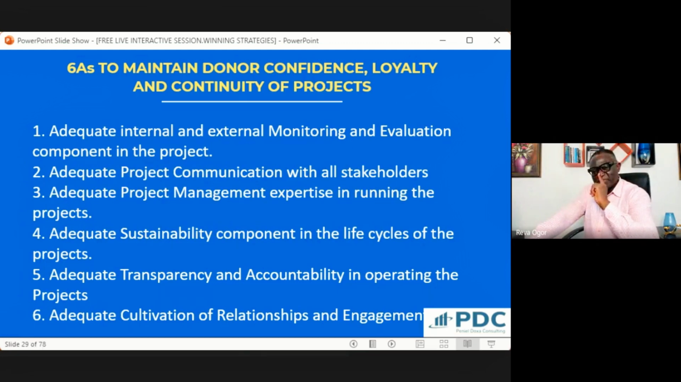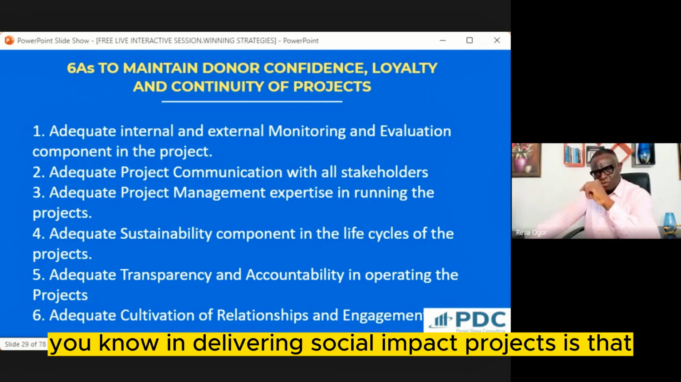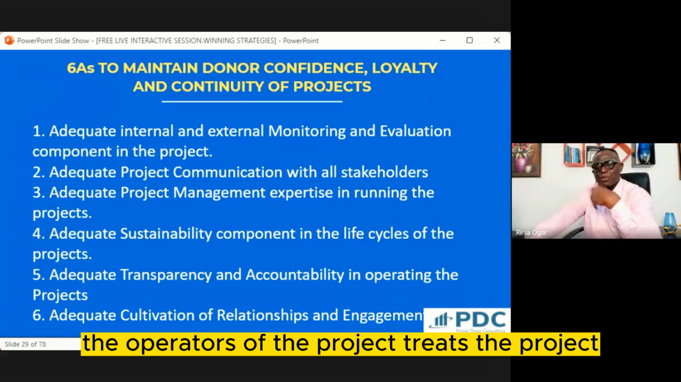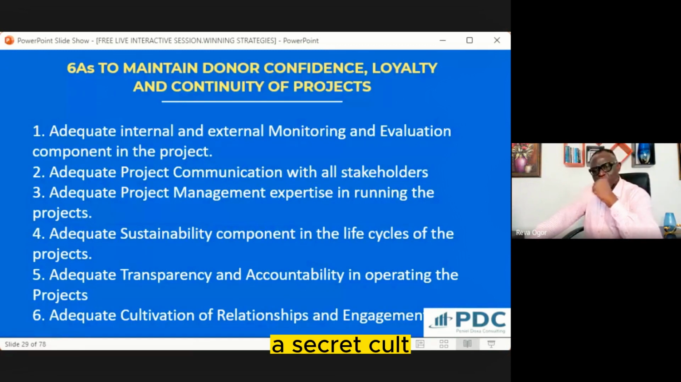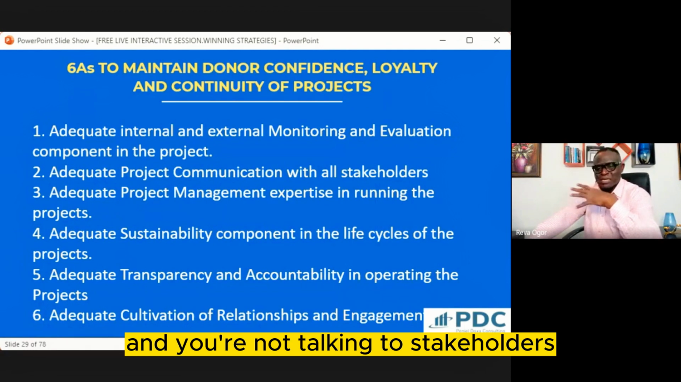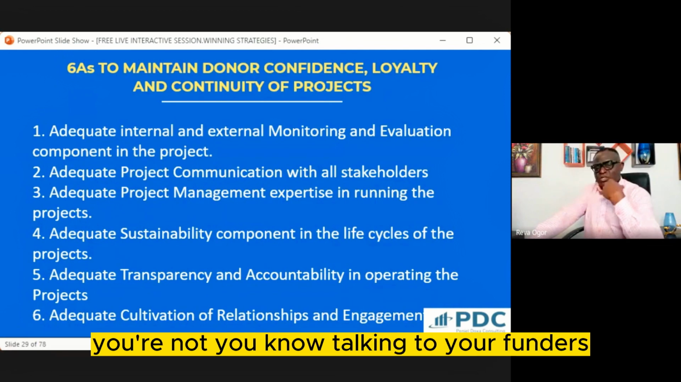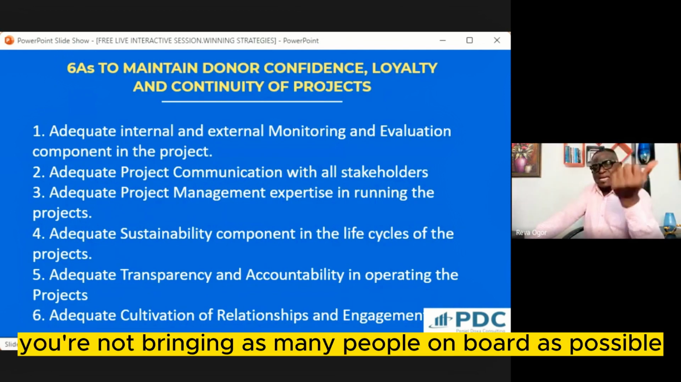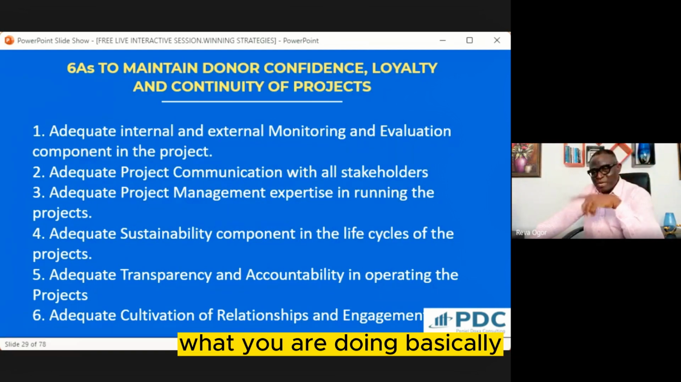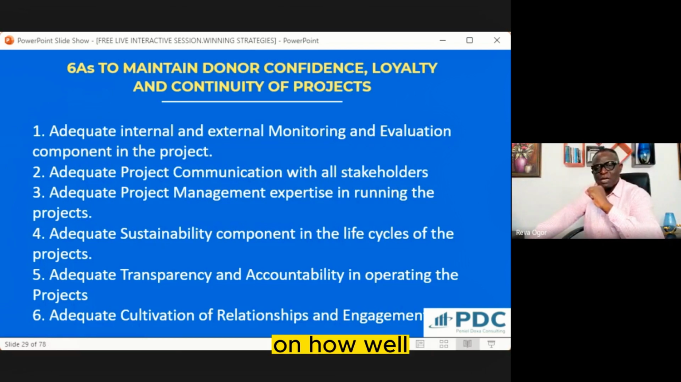One of the biggest challenges we have in delivering social impact projects is that the operators of the project treat the project as if it is a secret cult. When you do that, you are not talking to stakeholders, the people who the project is going to affect for good or for bad. You're not talking to your funders. You're not bringing as many people on board as possible. What you are doing basically is shutting out people, and that is going to have an effect on how well your project will succeed or be funded at all.